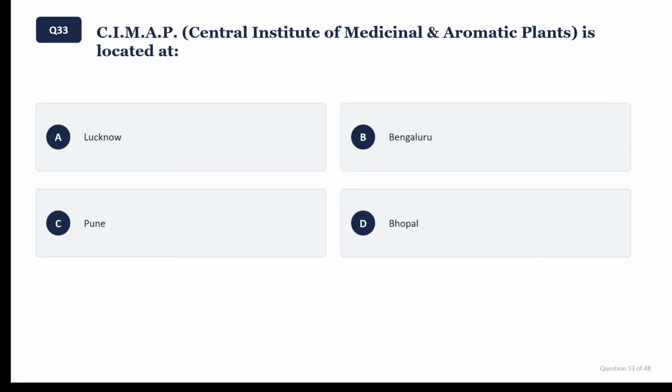CIMAP, please keep in mind that 7 to 8 questions come directly from institutions: where they are situated, when they were established, the establishing year, or maybe sometimes who is the founder or main president of that one. Okay, so please keep in mind about institutions. So CIMAP, Central Institute of Medicinal and Aromatic Plants, is located at... so we will try to solve it now.